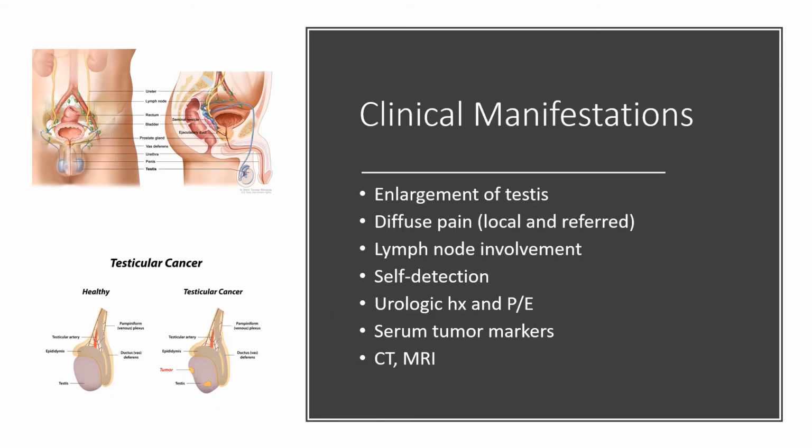So the seminomas, the non-seminomas, and the yolk sac tumors will all present clinically almost identical. So it's very important to look at the age. Look for the yolk sac in the very young, and the non-seminomas and seminomas in the older population. So as I mentioned, they're going to present clinically very similar. You're going to see the enlargement of the testes. Diffuse pain could be local and referred.